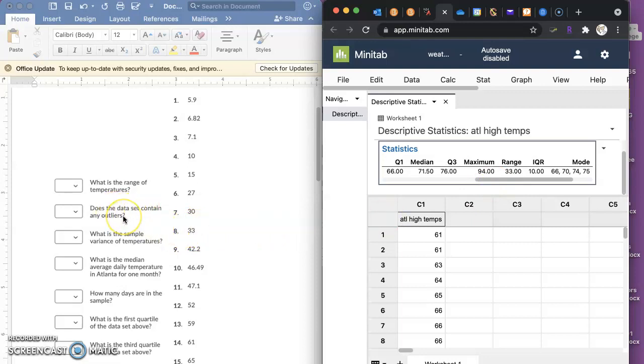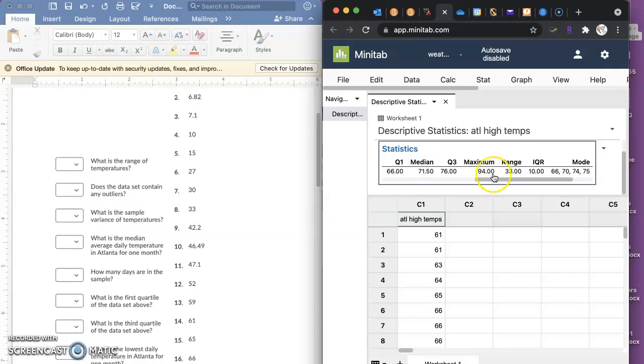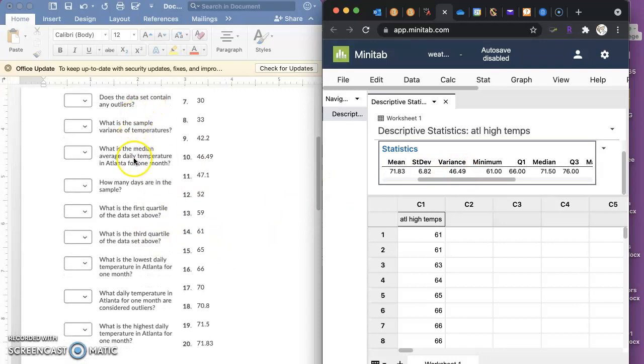Does the data set contain outliers? We'll come back to that one in a minute. What is the sample variance? In other words, what is the variance of this sample of all these temperatures? So the variance is 46.49, so I would choose 10. What is the median? Okay, so go here, and the median is 71.5. So here it is. How many days are in the sample? That is N, which is 30.